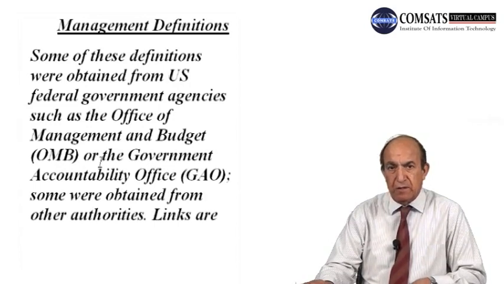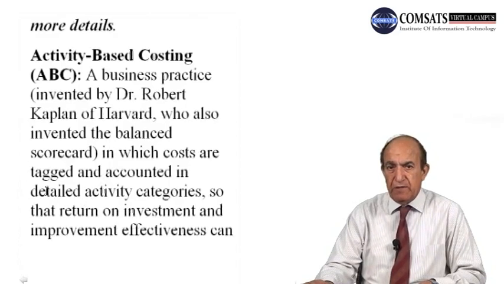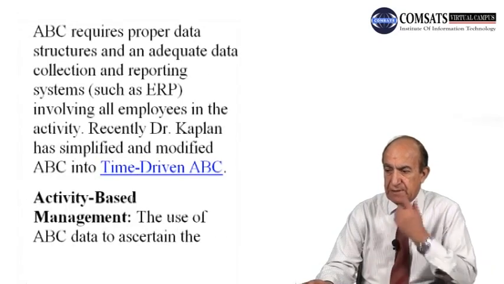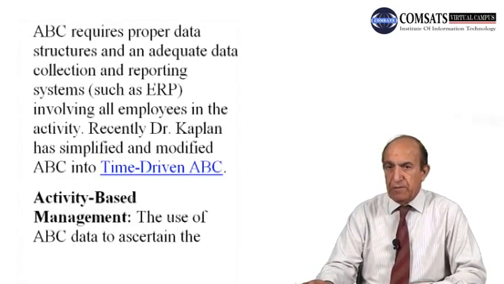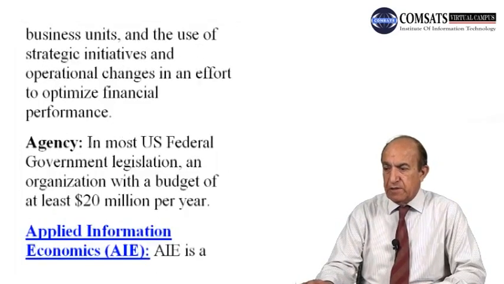Some important definitions in management which we need to understand and know, to talk in that language when we are discussing something or presenting something. First one is ABC, which is a business practice invented by Harvard. It's activity-based costing, who also invented the balanced scorecard, in which costs are tagged and accounted in detailed activity categories. Next is activity-based management, the use of ABC data to ascertain efficiency and profitability.